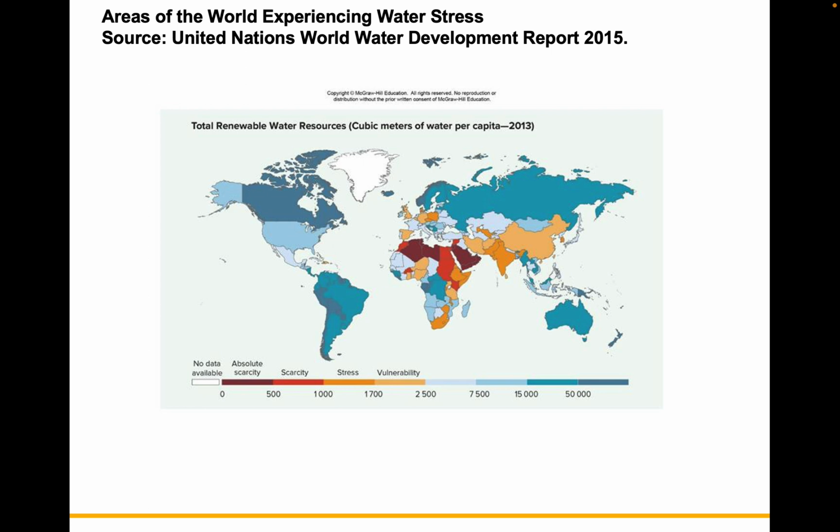Here's a map of areas of the world experiencing water stress. So if you look, the cooler the colors, the more water is available. And as you move into warmer colors, the more scarce it becomes. So it looks like most of the world's water scarcity issues are in Asia, Europe, and Africa. Northern latitudes don't seem to be as affected. Or southern latitudes, I should include them also.